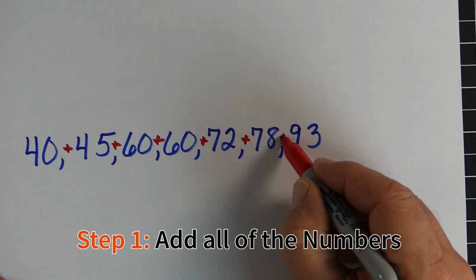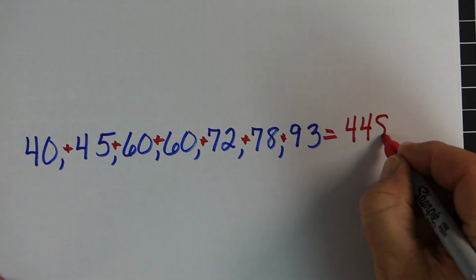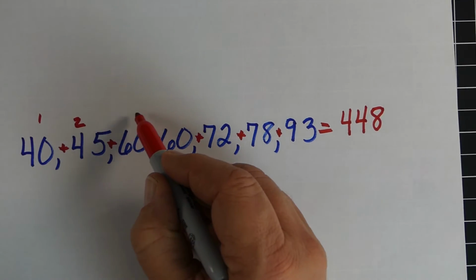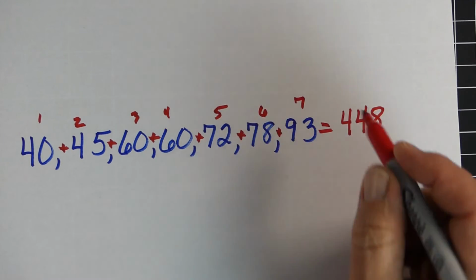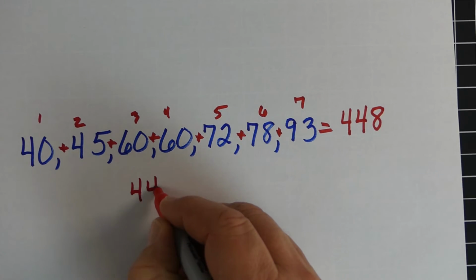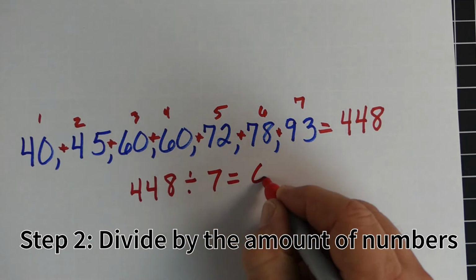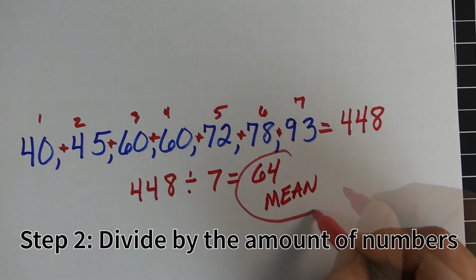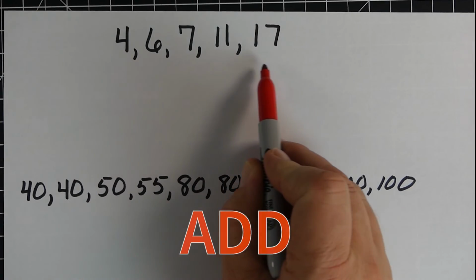So the first thing is we have to add up all these numbers. In this example, it's 448. The next thing I do is I look at how many different numbers did I add. Well, we added 7 numbers. So we take the total, divide by, in this case, the amount of numbers, which was 7, and we get 64. So here's a couple other examples.